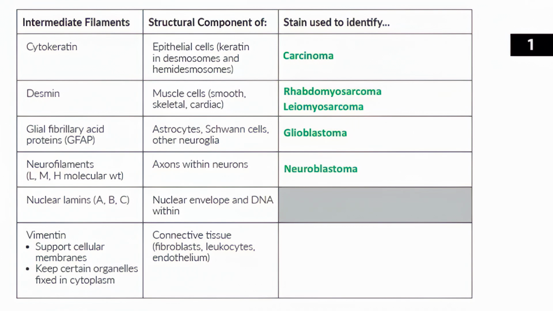And then again, vimentin is found in connective tissue. So that stain is mainly helpful in identifying sarcomas and also some carcinomas. But primarily I want you to associate vimentin with sarcoma, and you can associate cytoskeleton with carcinomas. So hopefully these aren't too hard, but chances are you're just going to have to sit down and memorize these.